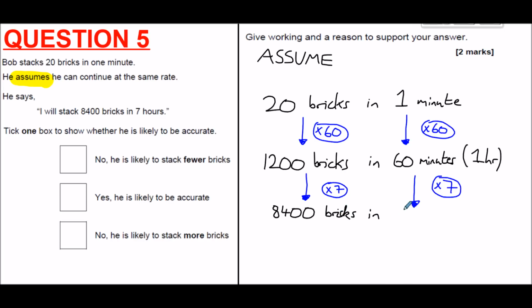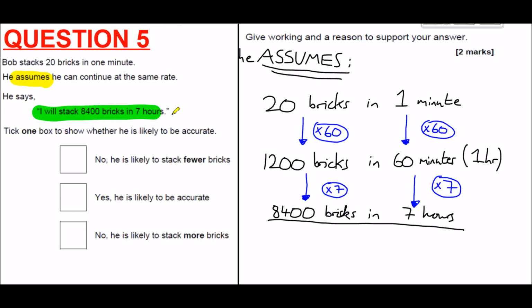$8,400 bricks in 7 hours. So he's assuming this in his calculations, and according to his assumption, he's right. I don't like to say any question's a trick question as such, but this is as close to a trick question as you might find, because it's so tempting to put yes, he's going to be accurate, because we've done the calculations and he seems to be right.